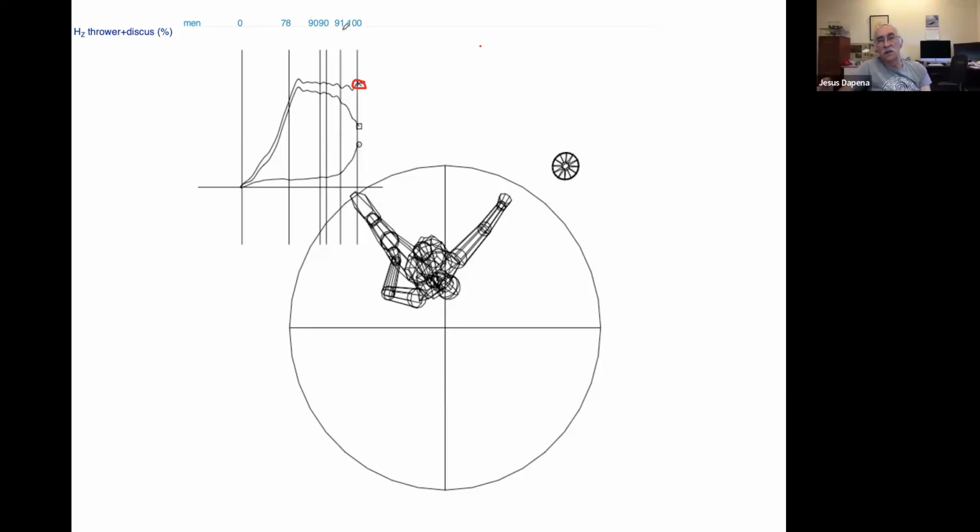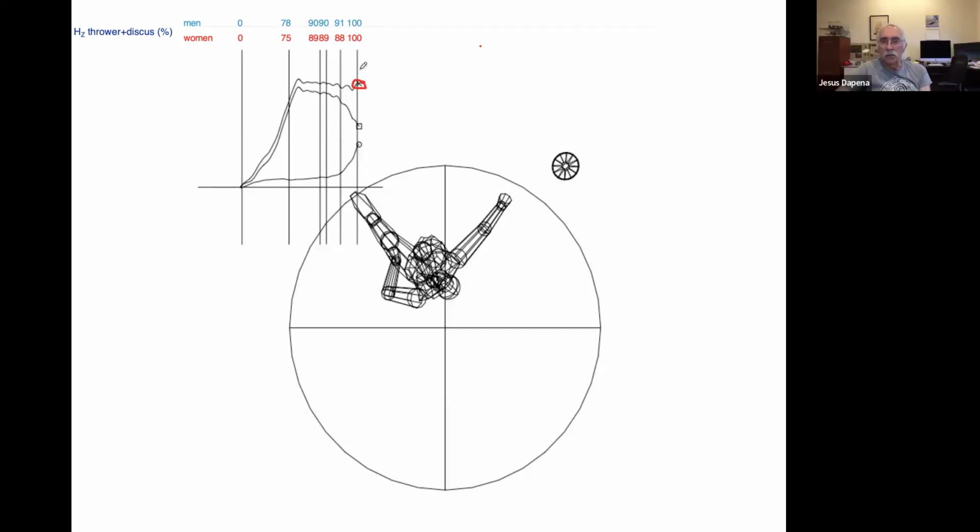Okay, so these are the men. So you can see that the graphic that we have here, this top of the graph, it's very standard. So now we'll see women, see if they're the same. They're the same, basically. Okay, so now we're going to look at the angular momentum of the discus.